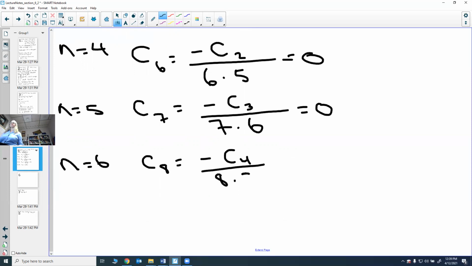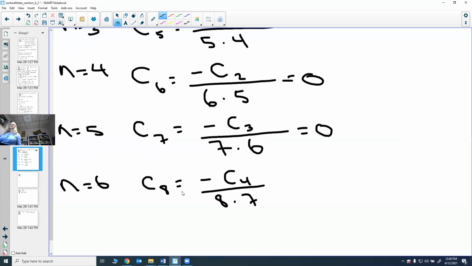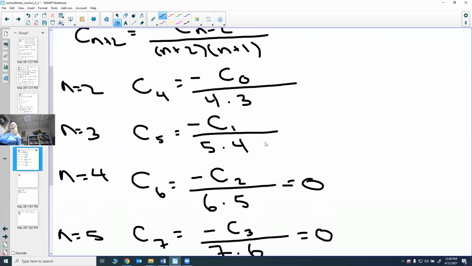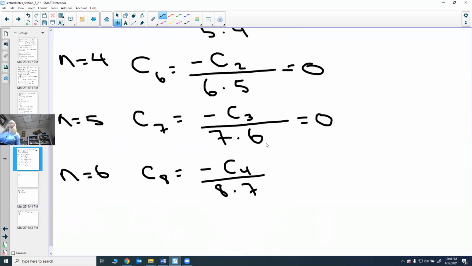That'd be 8 times 7. So if I know c sub 4, I can find c sub 8. But I do know c sub 4. It's minus c0 over 4 times 3. So this is going to be minus a negative c0, so it's going to be positive c0 over 8 times 7 times 4 times 3.